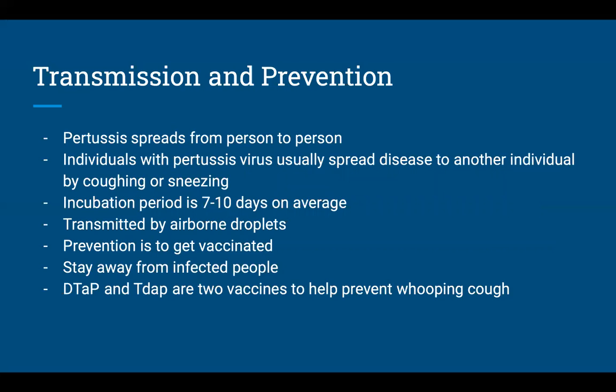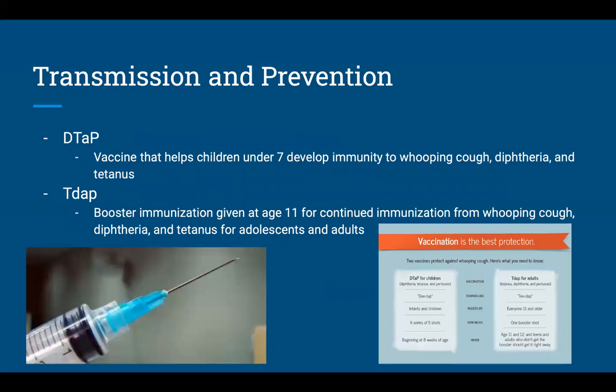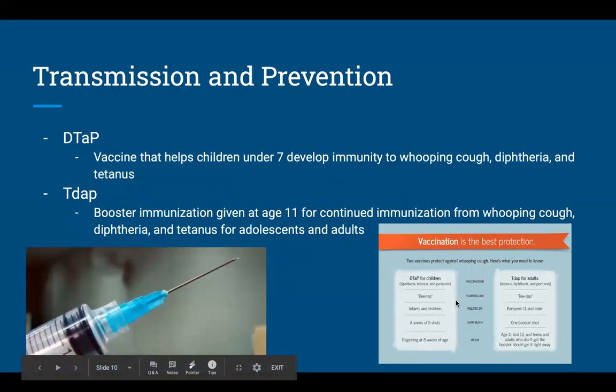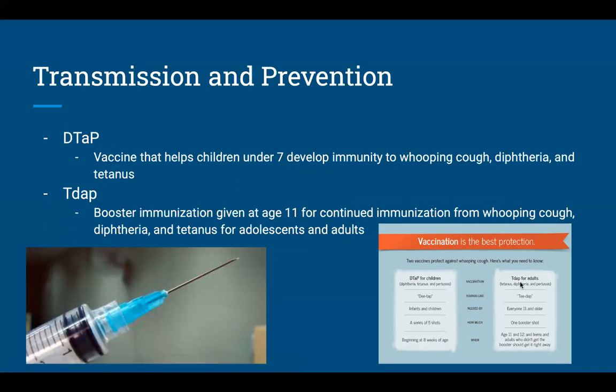Prevention against pertussis is mainly to get vaccinated and stay away from infected people. There are 2 vaccines available to help prevent whooping cough, the DTaP and Tdap vaccines. The DTaP vaccine is usually given to children under the age of 7 in order to develop immunity to whooping cough, and it can also help develop immunity to diphtheria and tetanus. Tdap is a booster immunization given at age 11 for continued immunization from whooping cough, diphtheria, and tetanus for adolescents and adults. In the picture on the bottom right, you can see the differences between the two.